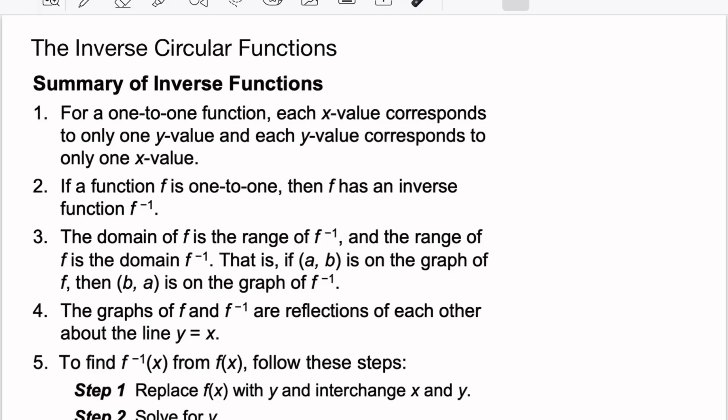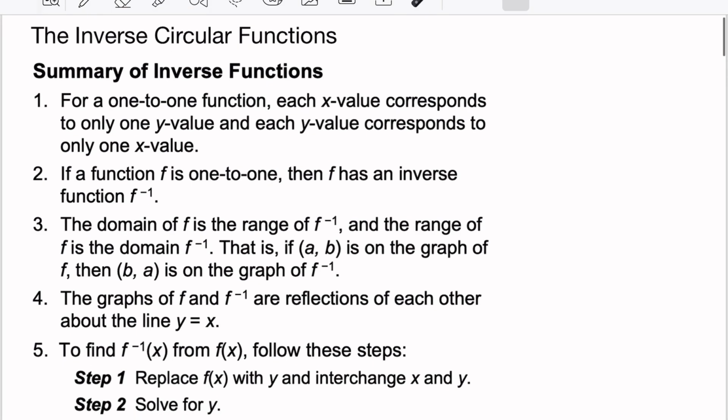In this video, we're going to go over inverse trig functions. So we should be familiar with inverse functions, but here's just a little summary recap. For a one-to-one function, each x value is going to correspond to only one y value, and each y value corresponds to only one x value. So that's the definition of a one-to-one function.